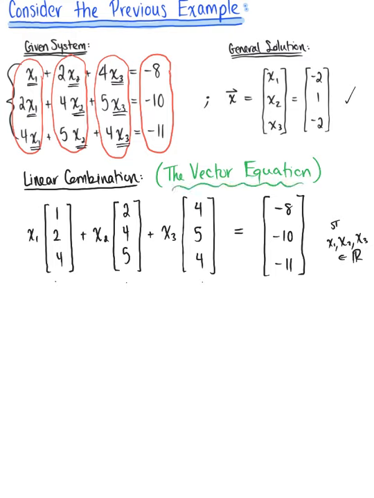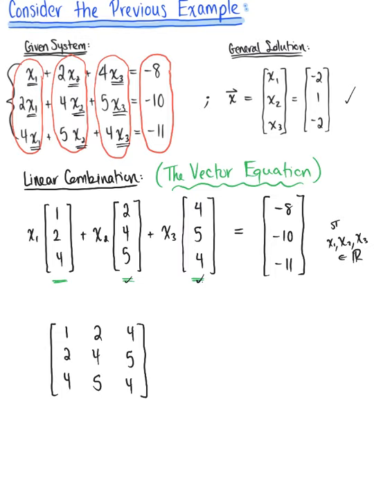Now, if you think back to the augmented matrix from this example, we can see the column vectors of that coefficient matrix. They're these vectors. So what we can do is put those three vectors into the coefficient matrix. The first column is 1, 2, 4. The second column is 2, 4, 5. And your third column is 4, 5, 4.